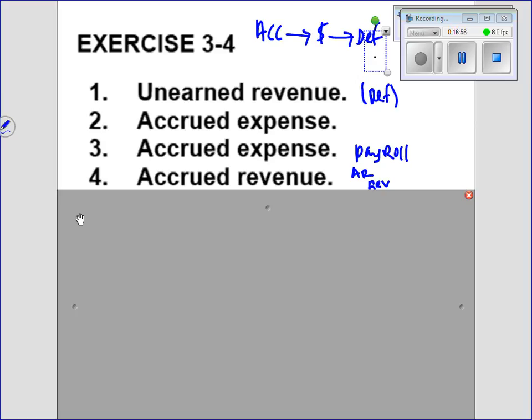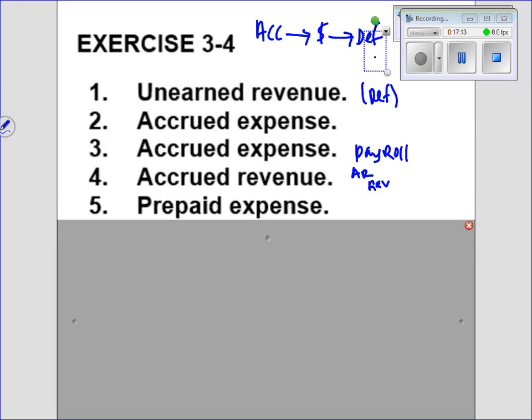Number 5, Hart paid $2,400 rent. Stop there. It's not accrued. It's definitely deferred. Hart paid $2,400 rent on December 1st for 4 months. Prepaid expense. They've paid their rent for 4 months.